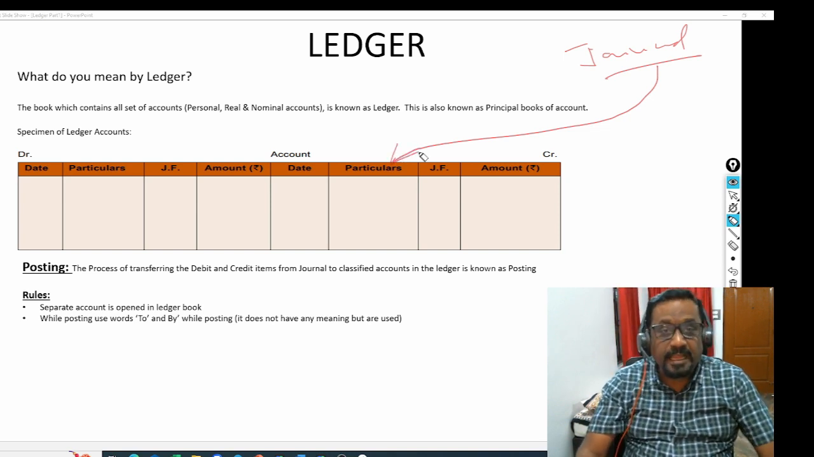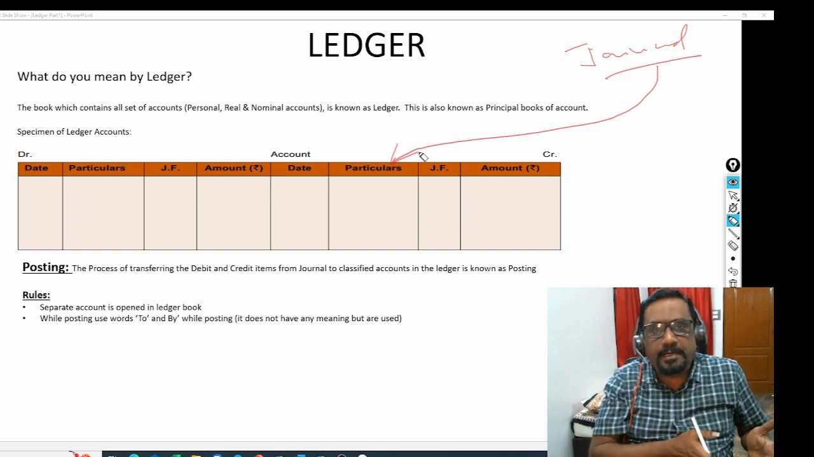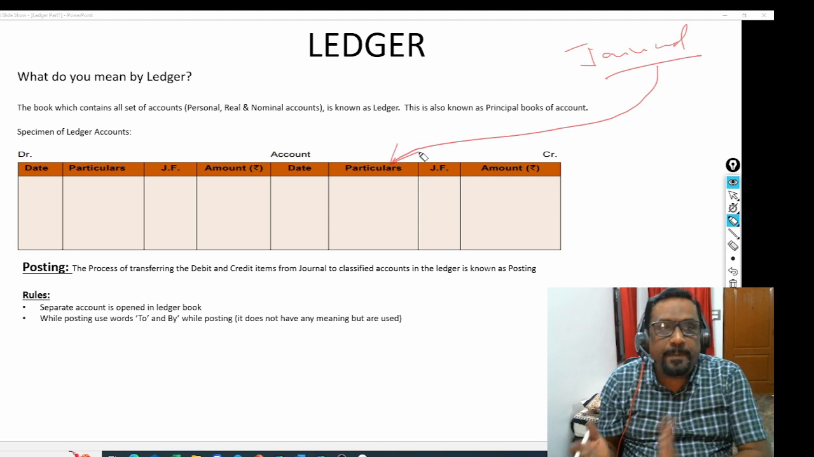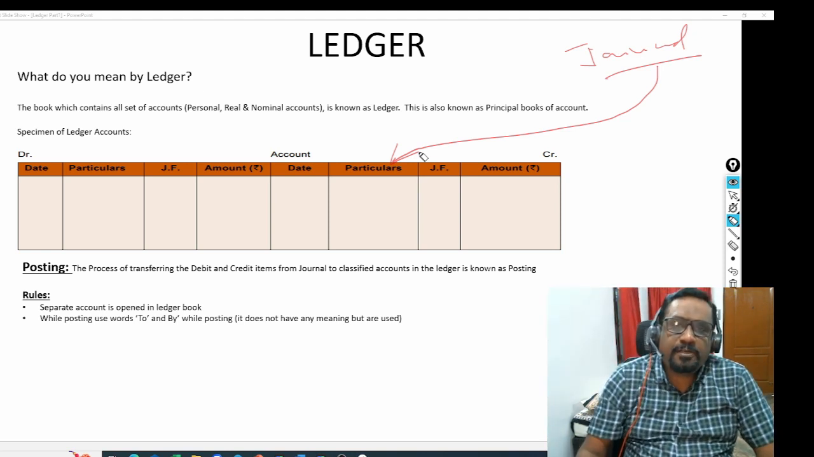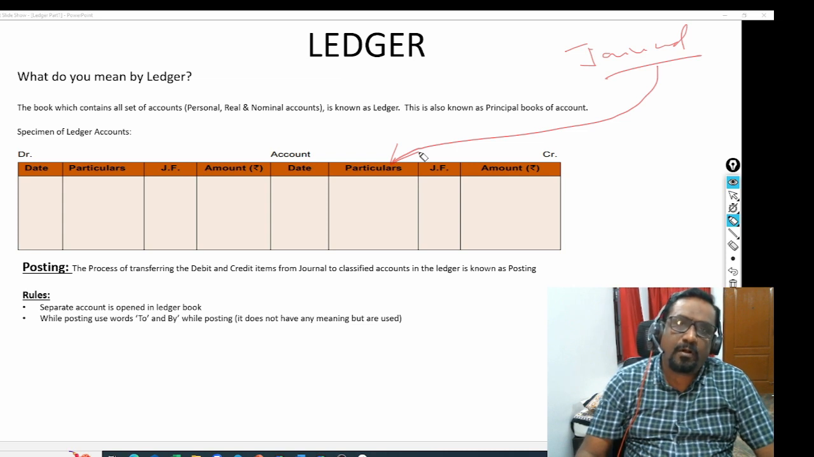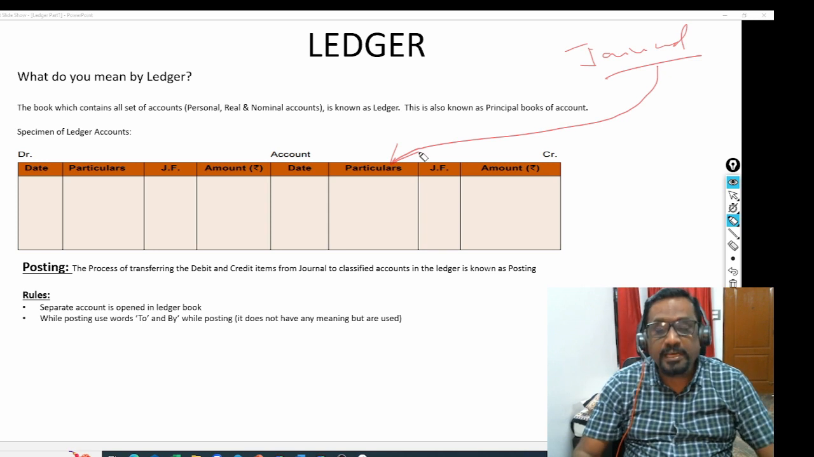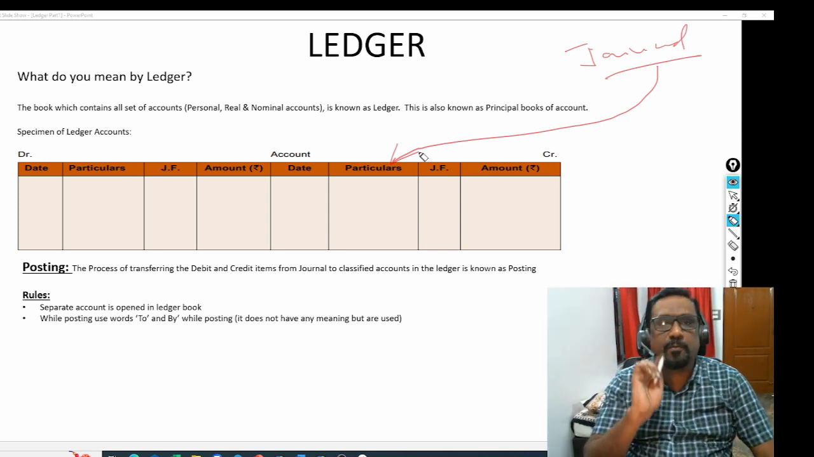Why do I need to record them into the ledger book? I already maintained a journal book, so why do I maintain a ledger separately? Journal is enough, no? Why should I maintain another book called ledger? Is it really required? It is required. Why is it required? I'll first explain that, then I'll talk about the ledger.